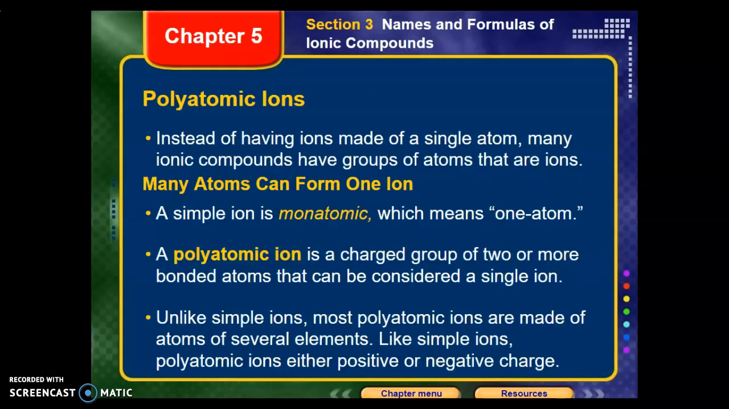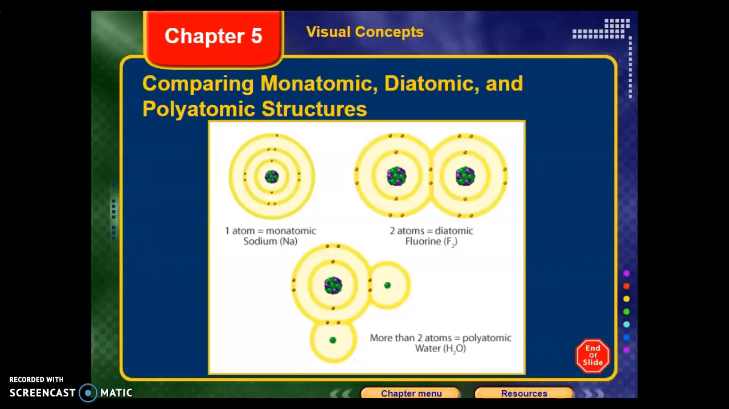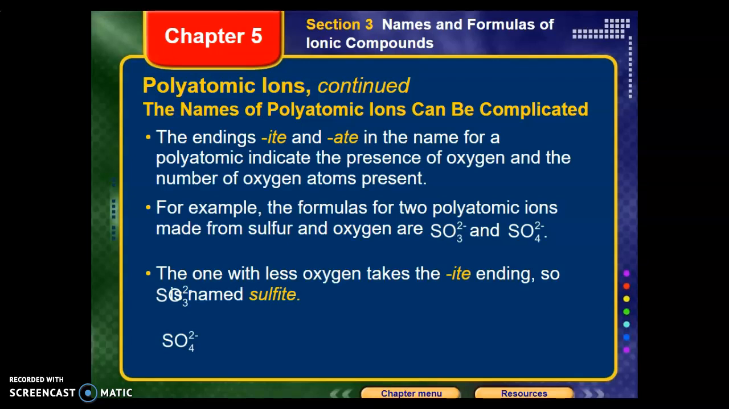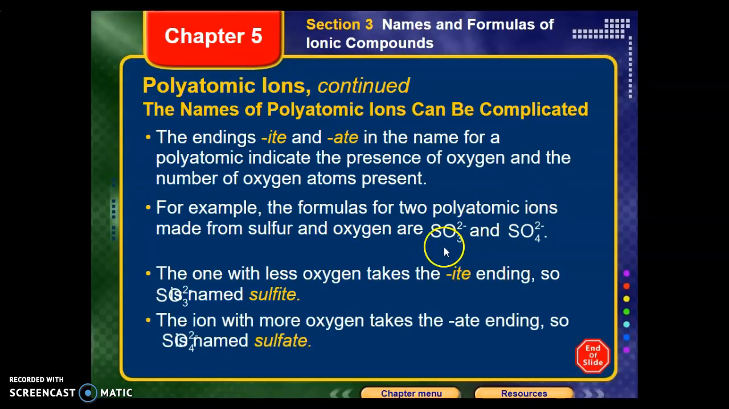Polyatomic ions are, just like the name implies, ions that have more than one atom, right? So they're polyatomic. It's a charged group of 2 or more bonded atoms that is considered a single ion. You'll see a bunch of these. Here's a little illustration of what atoms look like bonded together. But here's the other ions, right? So you have sulfite right here, SO3 with a -2 charge, and sulfate, SO4 with a -2 charge.